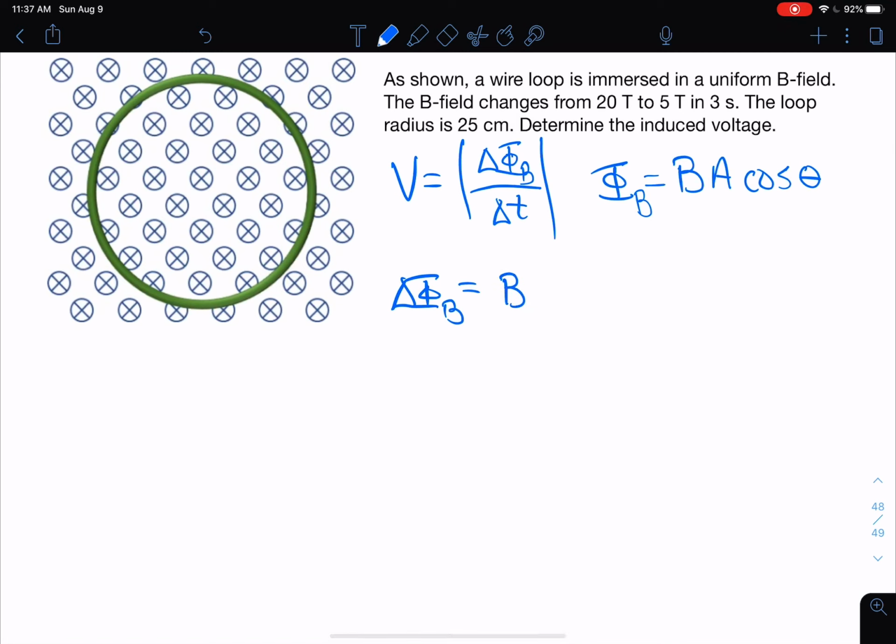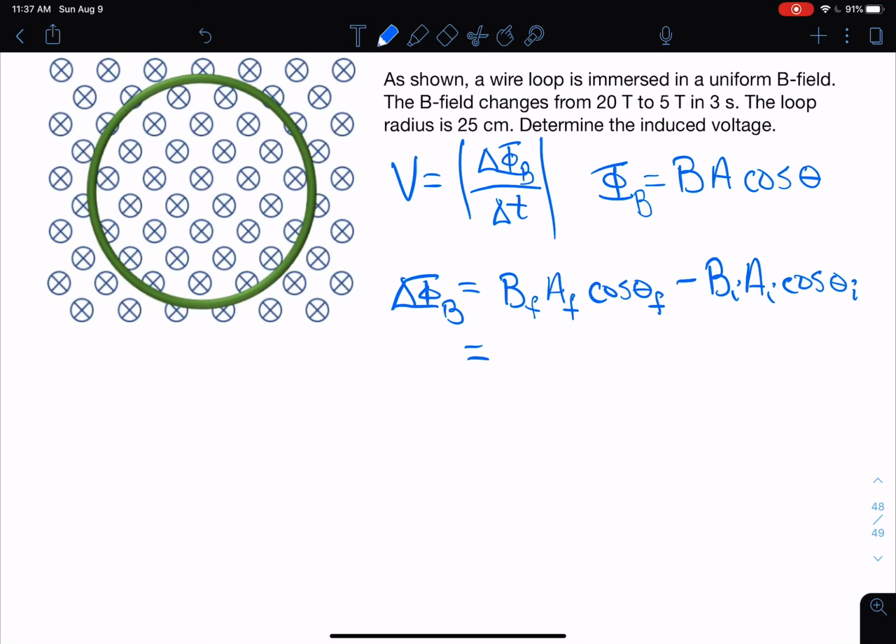So that means I need to know B final, A final, cosine theta final, minus B initial, A initial, cosine theta initial. But some of these things aren't changing. The magnetic field is changing, but the area of the loop isn't changing. The radius is holding constant, so the area isn't changing. So these are the same. Also, we're not changing the orientation of the loop with respect to the magnetic field, so the angle isn't changing. And so this actually simplifies down.